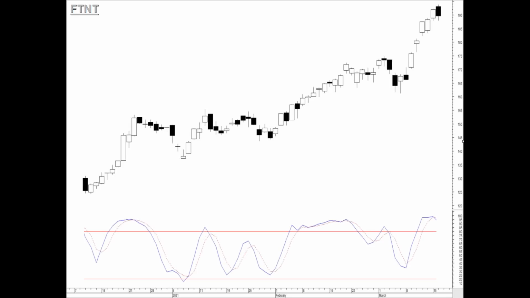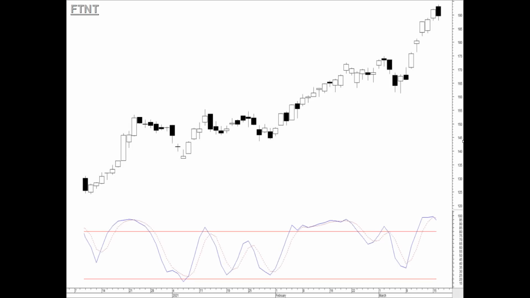Now, I'm going to use just a standard stochastic oscillator. I'm not changing or editing any of the inputs, so don't ask me what the settings are. I just clicked on stochastic oscillator, okay? So they're just the standard generic settings for a stochastic oscillator.